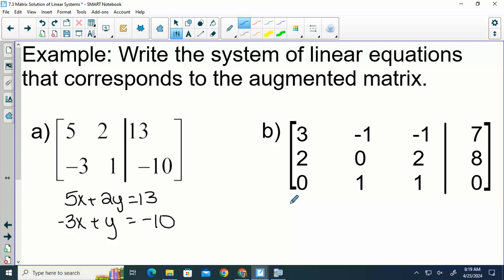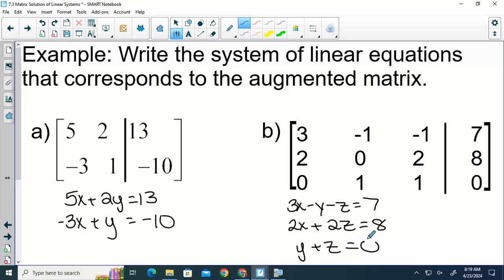What's the first equation? 3x minus 5z equals. Second one? 2x plus 2z equals 8. Okay, you have a 0y, but you don't need to include that in your equation. And the last one? Y plus z equals 0. All right. Are we okay with those?